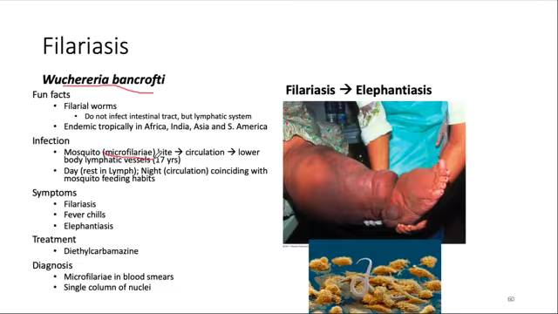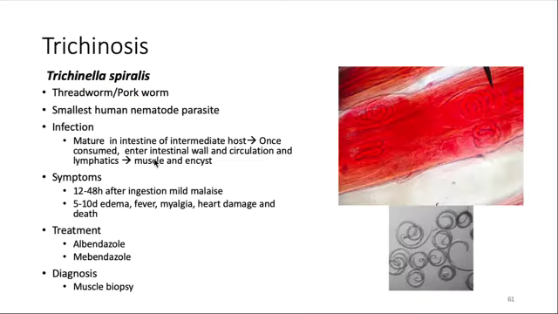Symptoms of filariasis, that is infection with the larvae, include fever, chills, and then elephantiasis. In terms of diagnosis, when the microfilaria is found in blood smears, that's a good indication that someone is infected with the filaria worms. Then you have trichinosis.